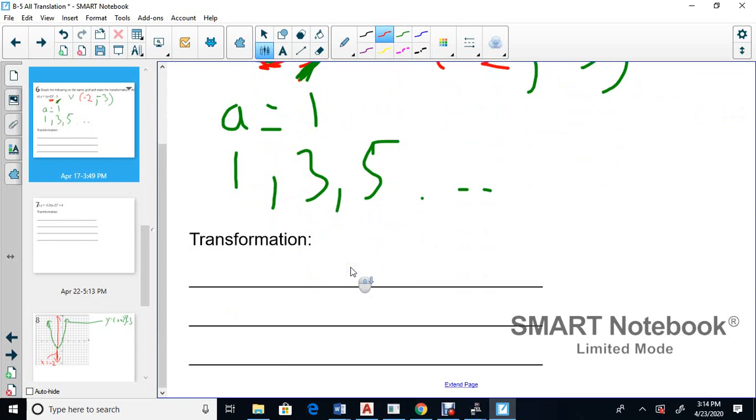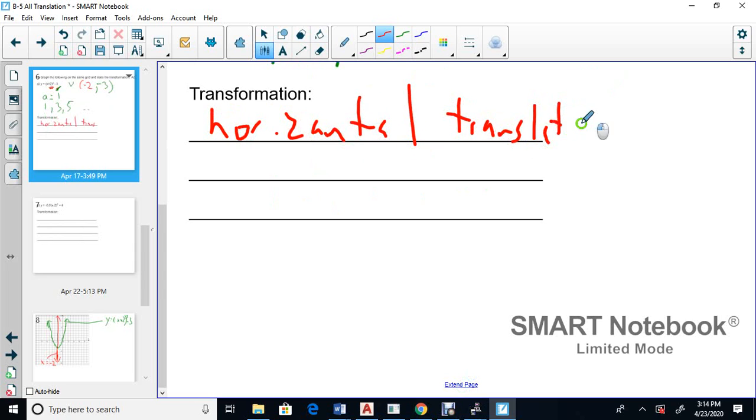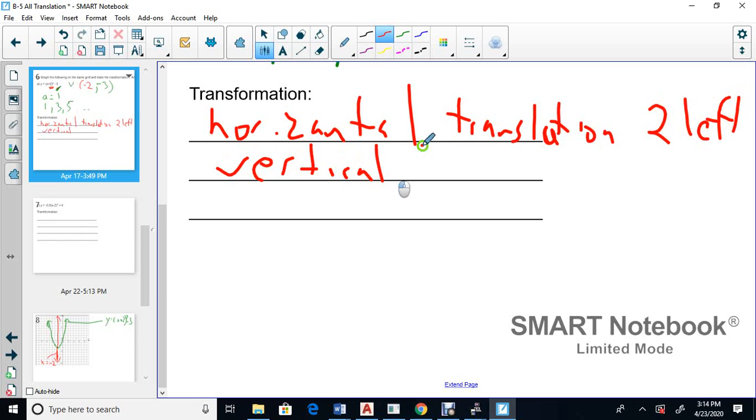So down here, we've got horizontal translation. To left. And we got a vertical translation. Three down. And that's that question. Okay, let's move to the next one.